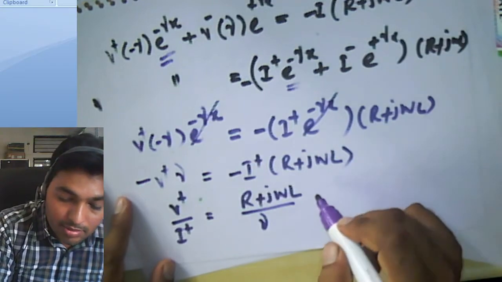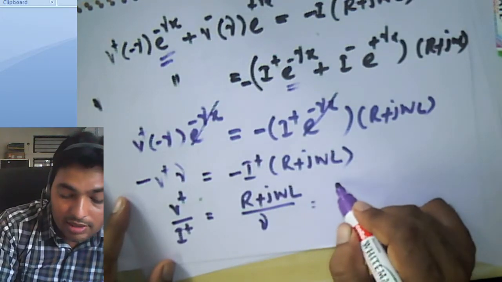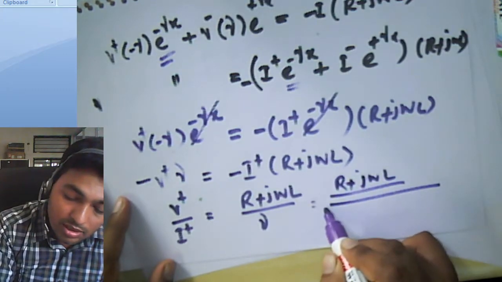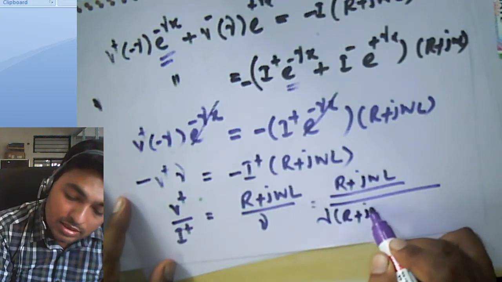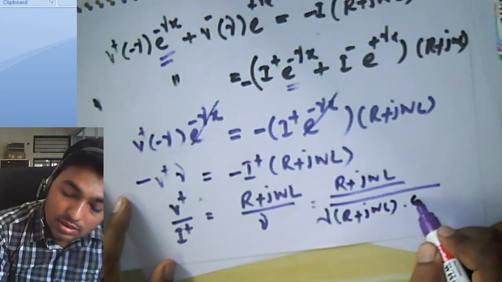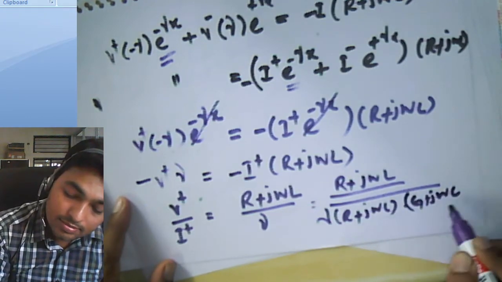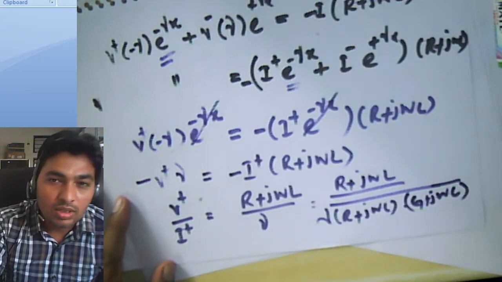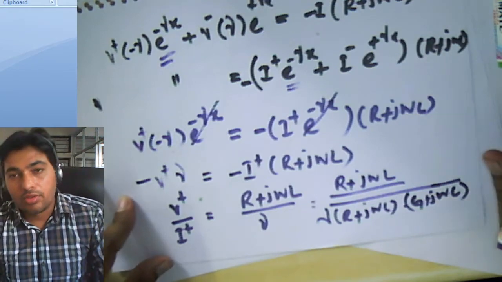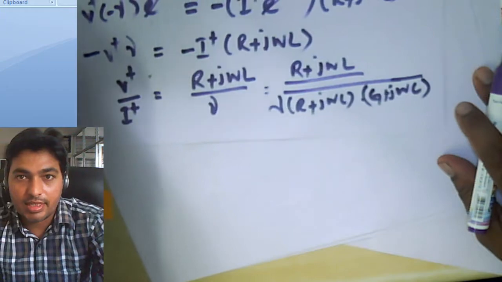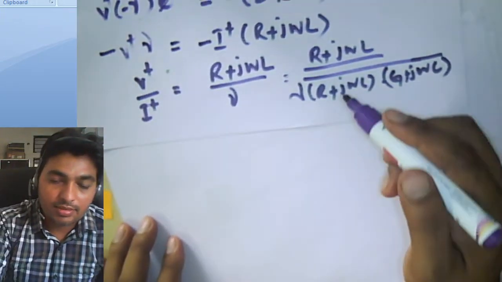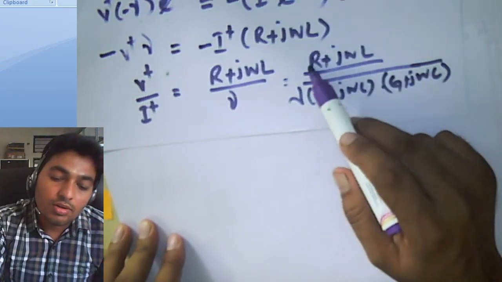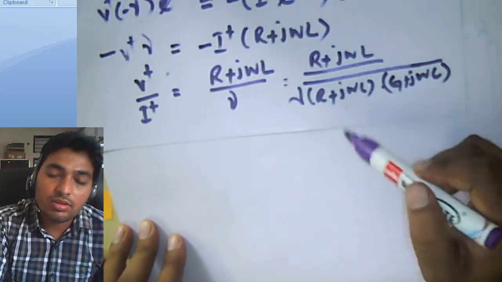Now this r plus j omega l divided by gamma, we know gamma is our propagation constant, and that will be equal to under root r plus j omega l into g plus j omega c. From the earlier definition we have this relation, r plus j omega l into g plus j omega c. So we'll once again solve this. Under root r plus j omega l will cancel out from this. So there will be under root r plus j omega l divided by under root g plus j omega c.